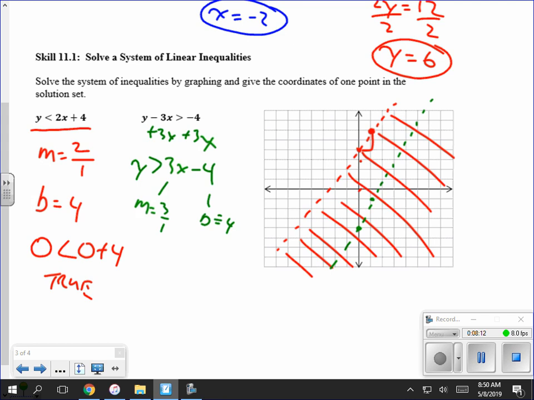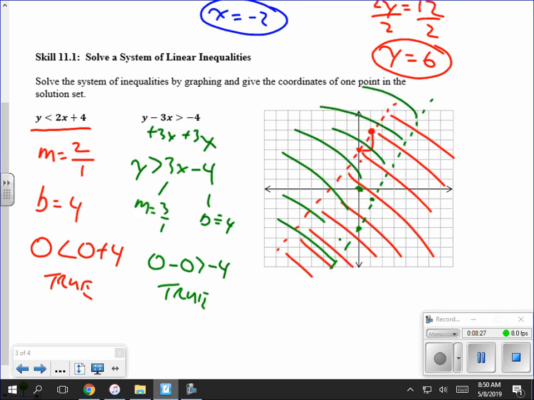And then I test a point. 0 minus 0 greater than negative 4. Is 0 greater than negative 4? This is true. So the origin that I tested is also included. So that's where the shading is for that one. And my answer is, where do the two shaded areas overlap?